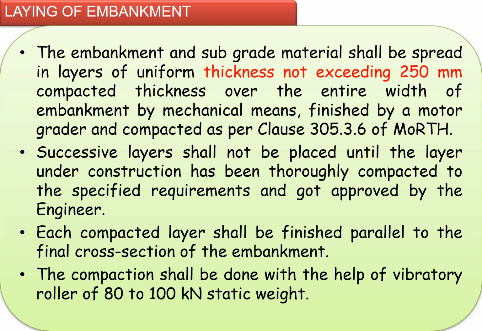When we are talking about laying of embankment, the embankment and subgrade materials shall be spread in layers of uniform thickness not exceeding 250 millimeters. Successive layers shall not be placed until the previous layer has been thoroughly compacted, meets the specified requirements and has been approved by the engineer. Each compacted layer shall be finished parallel to the final cross section of the embankment. The compaction shall be done with vibratory rollers of 80 to 100 kilonewton static weight.